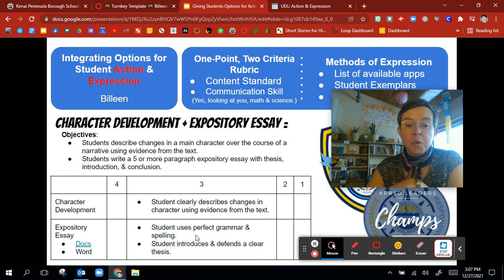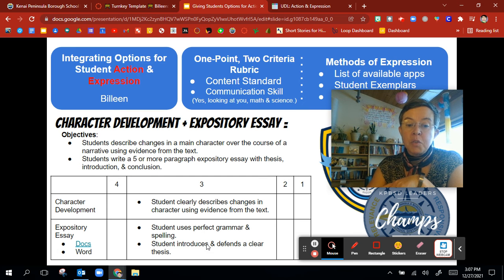And then for an expository essay, I've added student uses perfect grammar and spelling. That's my expectation with all my assignments because my students use tech tools, so they should be able to see the little red squiggly or little blue squiggly line underneath a word or a phrase and know that they have a problem and know that they need to fix that. So I expect students to turn things in to me that are perfect or close to perfect.